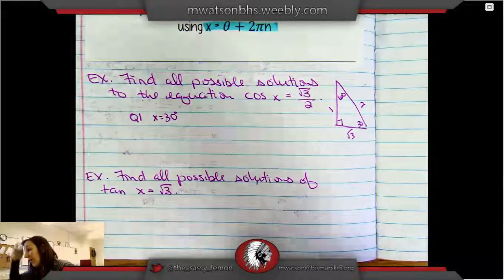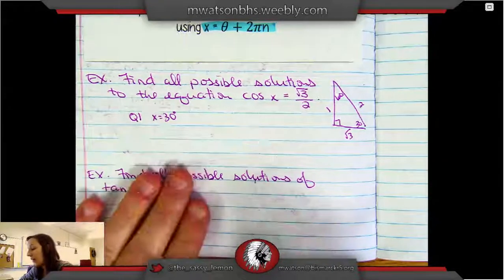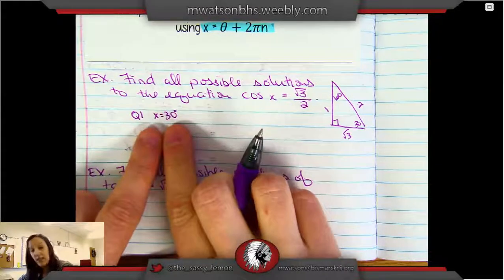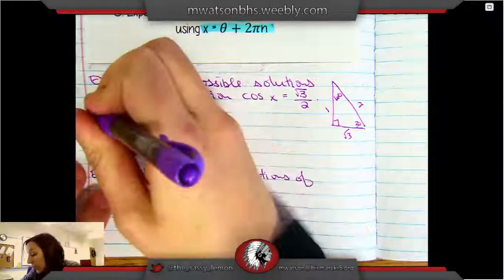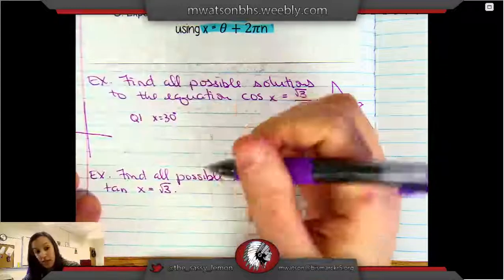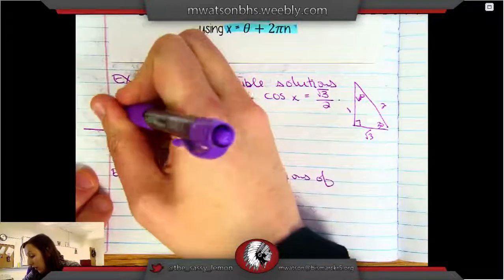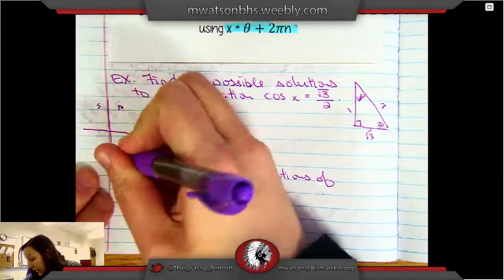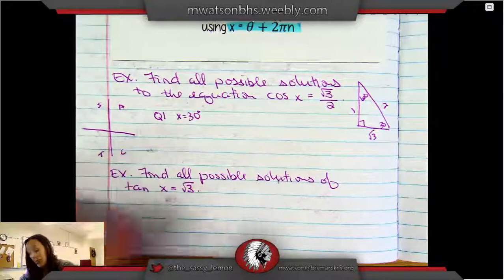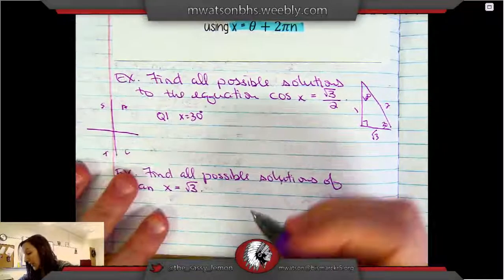However, we also have to think about the other quadrants. So this one isn't enough. Which other quadrant is cosine positive in? So we need to think about our All Students Take Calculus. It's going to be in the fourth quadrant.